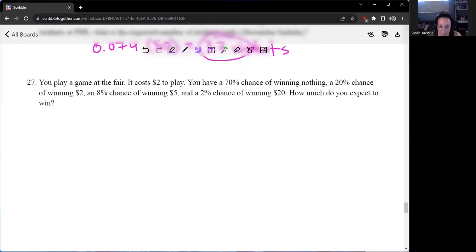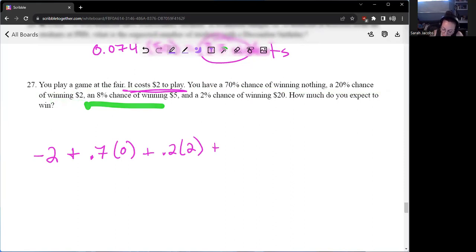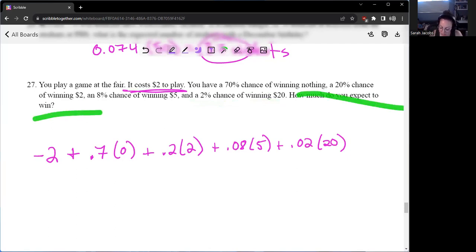Okay. Speaking of expecting, now we've got our expected value question. So you play a game at the fair. It costs $2 to play. So right away, I'm going to say -2 plus. You have a 70% chance of winning nothing. So 0.7 times nothing. And a 20% chance of winning $2. So 0.2 times 2. An 8% chance of winning $5. 0.08 times 5. And a 2% chance of winning $20. 0.02 times 20. How much do you expect to win?